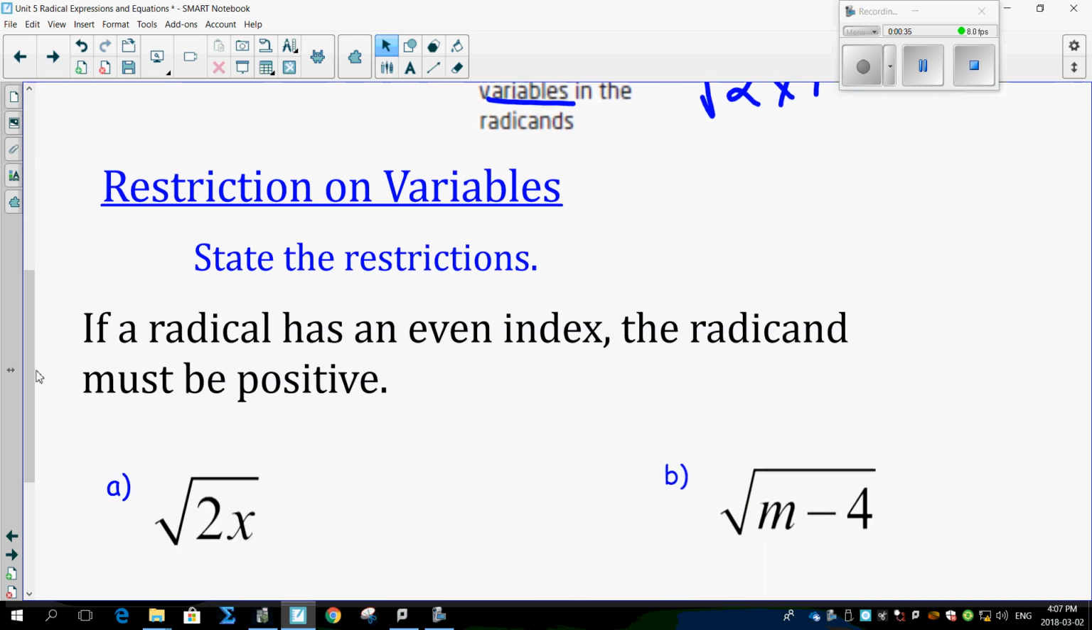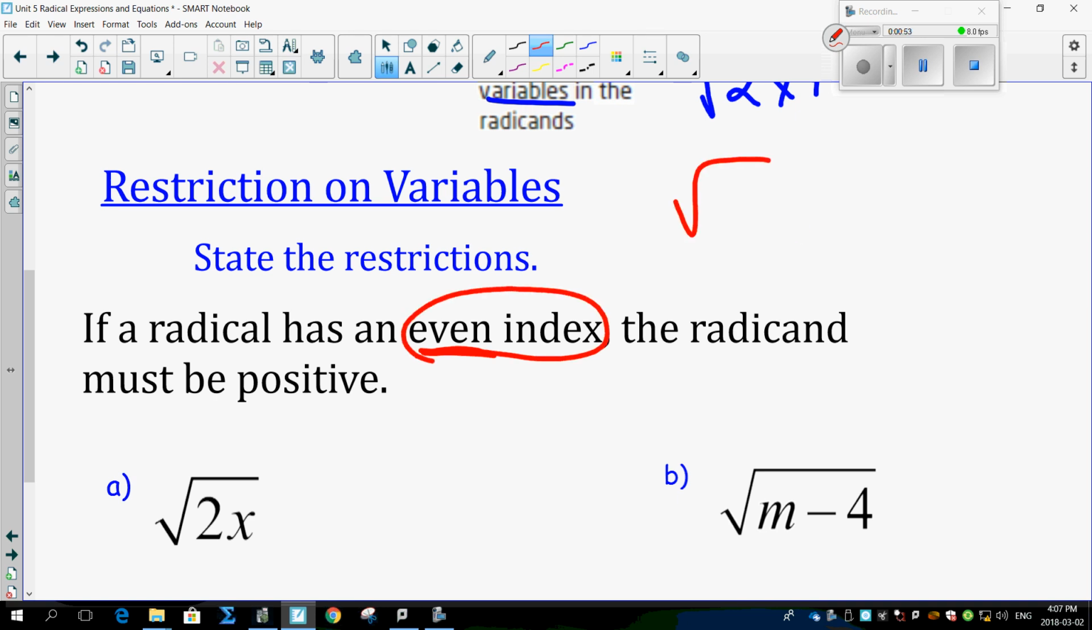One of them, of course, something we talked about previously, is restrictions on variables. There's actually a couple of things you have to know. What happens here is if the index is even, so if we have an even index, that means you have the square root of something, or a 4th root, or 6th root, we have a problem. Under here has to always be positive. These radicands always have to be positive, and that's the restriction.